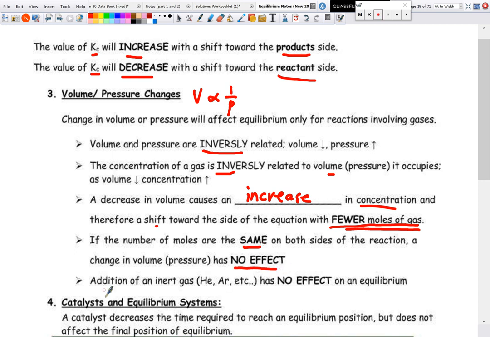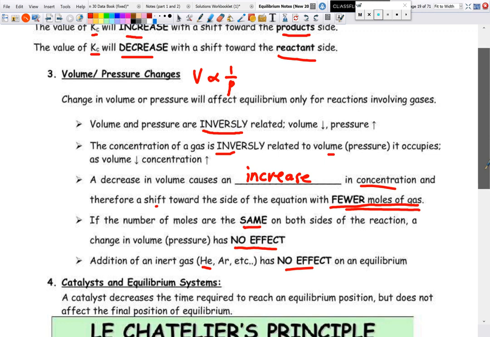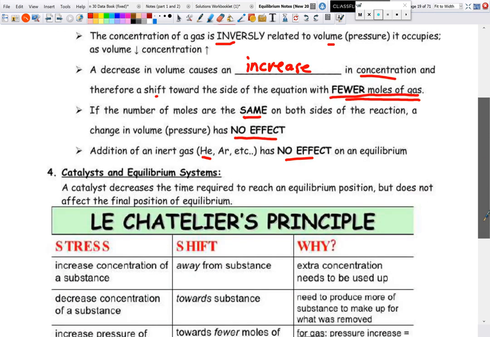And also, if you read a question where it says addition of an inert gas like helium or argon, it is not going to have any effect on equilibrium at all. Because if it's an inert gas, we're just adding another gas. We're not changing the volume, we're not changing the pressure, and we're not changing the concentration. And of course, finally, catalysts, they do nothing.